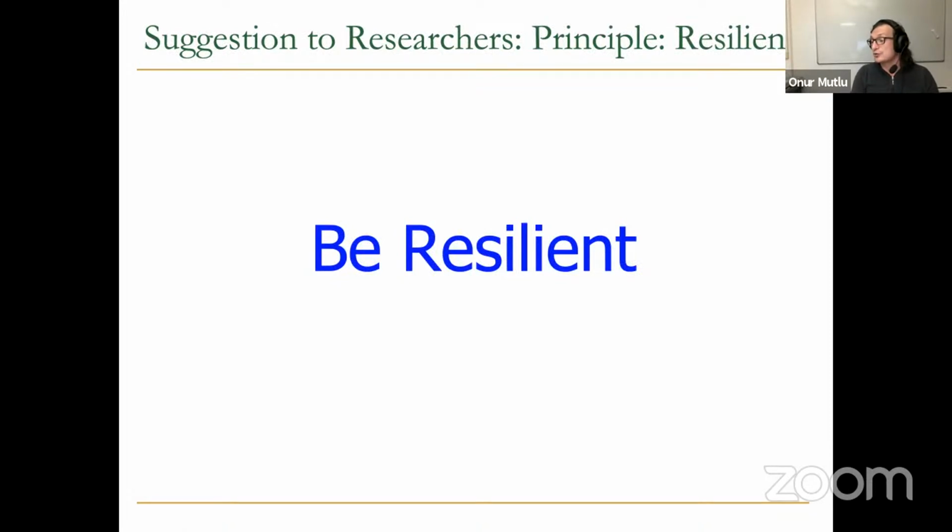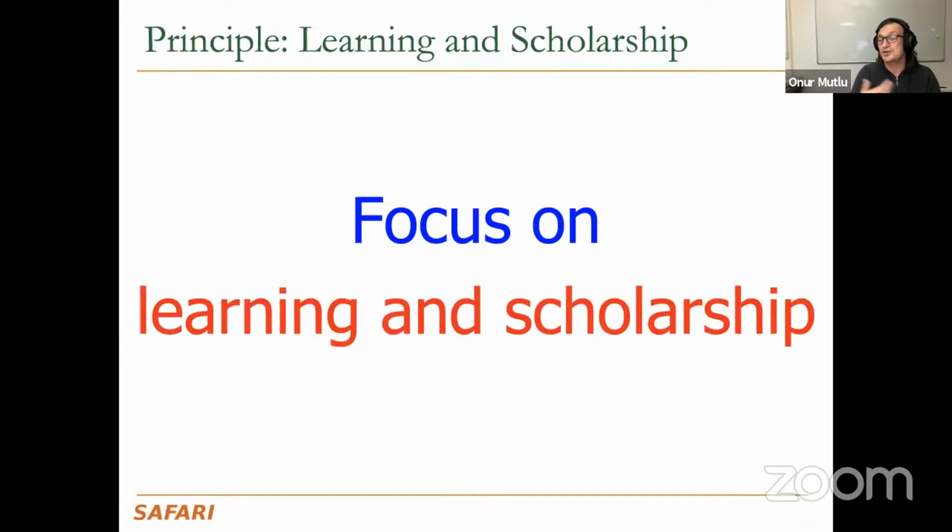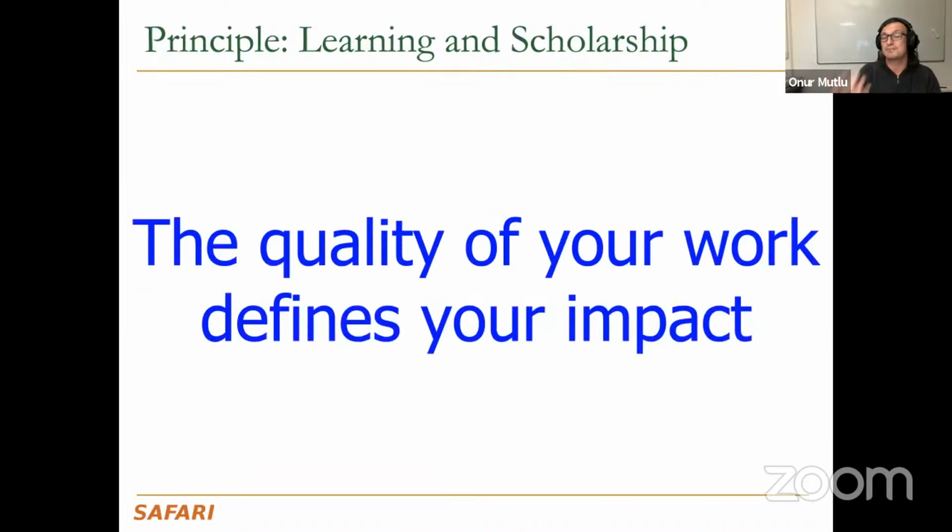In fact, our original RowHammer paper was also rejected, even though we showed real system results. So you can never satisfy some reviewers, let me put it that way, because they don't have the right mindset. Be resilient. Focus on learning and scholarship. Focus on improving the quality of your work, and the quality of your work eventually decides your impact. And hopefully you will get past the reviewers at some point.